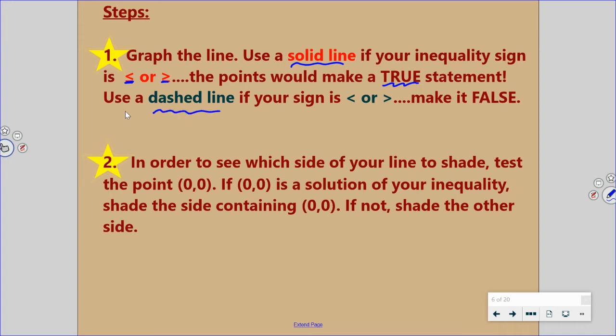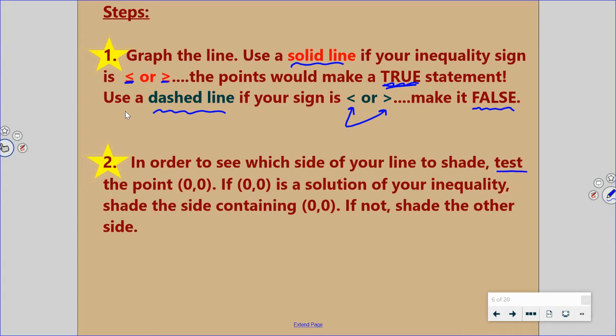However, you will use a dashed line if there is no or equal to bar, as in the less than sign or the greater than sign. Why? Because, as I'll show later, the points directly on the line will make a false statement. So yeah, we need to draw the line as kind of like a boundary, but the points don't work. So let's make it a dashed line to show that they don't work. Now, not only will there be some points perhaps on the line that'll be true, but there's going to be billions and trillions more points that will make the statement true. So we're going to have to shade a certain part either above or below that line.